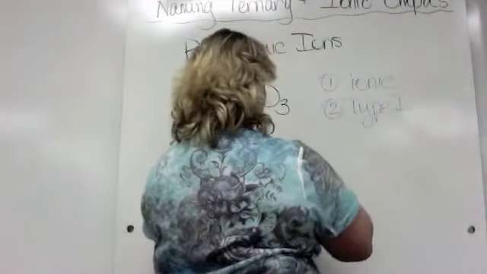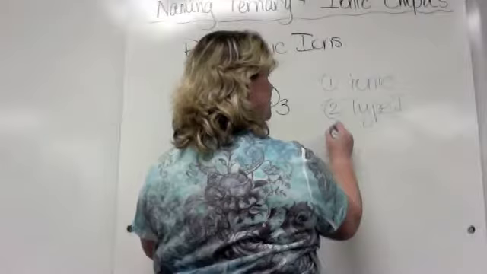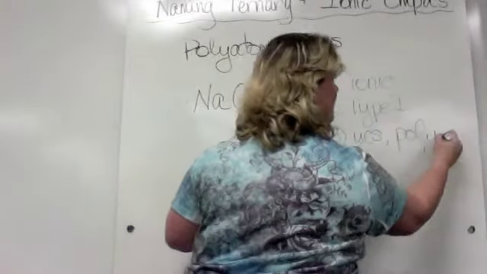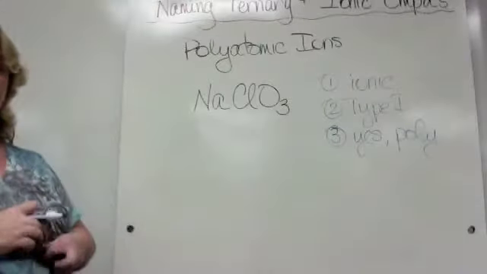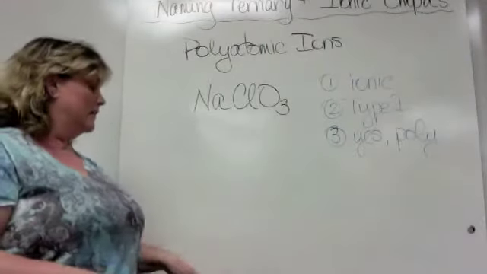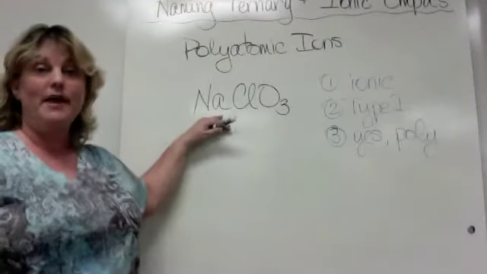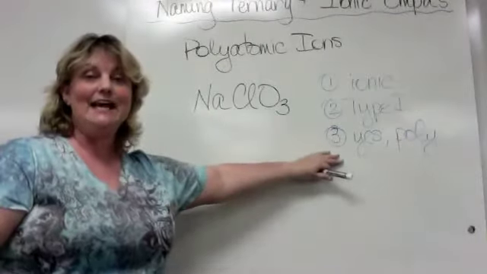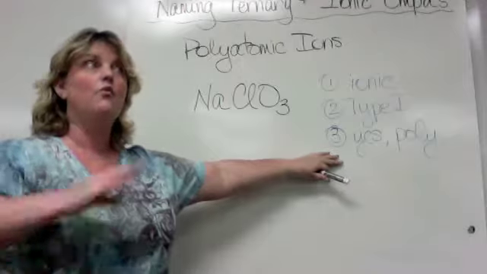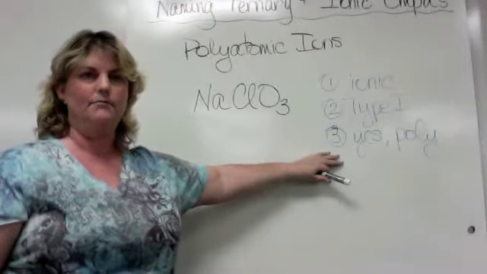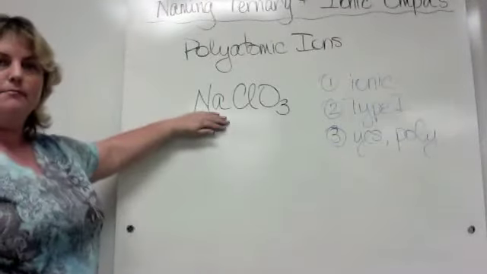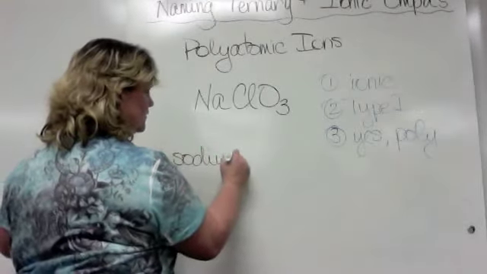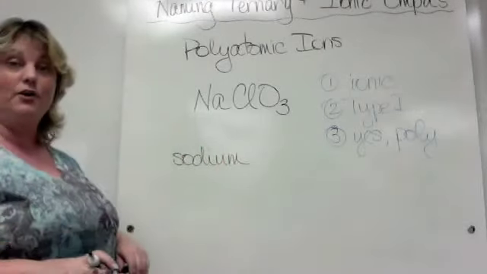So, the answer to the third question, yes, there is a polyatomic ion. Well, it's type 1 metal. All I have to do is name the ions. The reason I need to ask this third question is so I know where to look for the name. Sodium ion. Remember, we leave off the word ion.